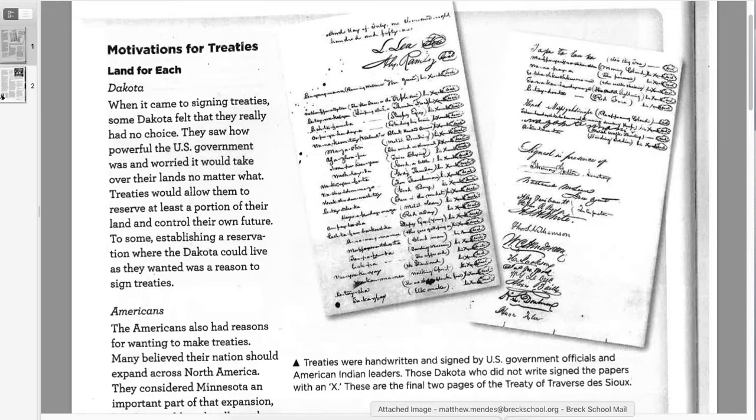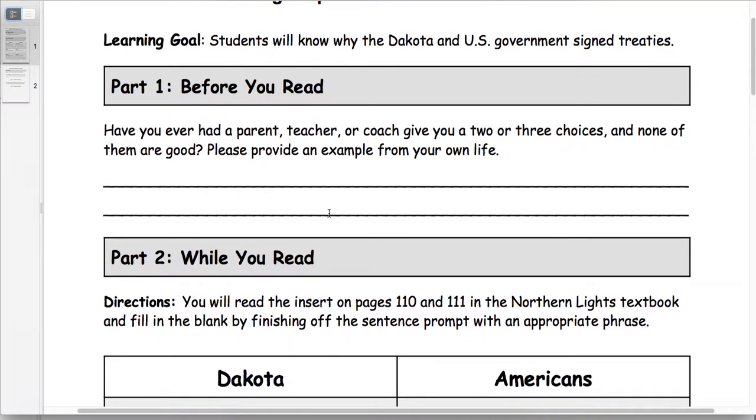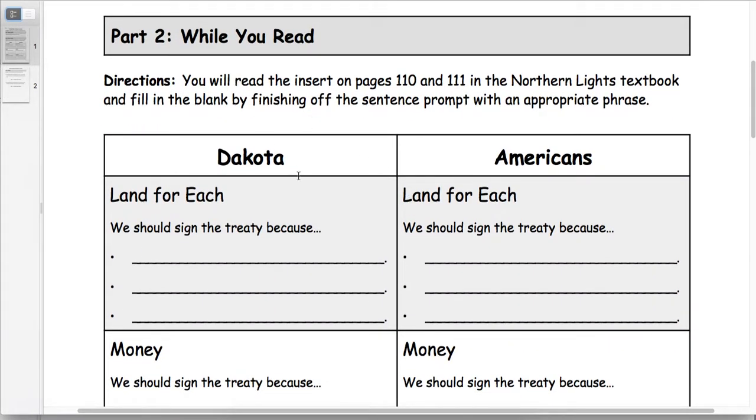It's also a good idea to preview what you need to do while you read. So you're going to be finishing Reading Purpose 2, Motivations for Treaties. Learning Goals: students will know why the Dakota and U.S. government signed treaties. You have already finished this before-reading activity with your teacher. While you read, you're taking notes, and you'll notice that this is laid out very similarly to the reading. So you'll read the insert on pages 110 and 111 in the Northern Lights textbook and fill in the blank by finishing off the sentence prompt with an appropriate phrase.